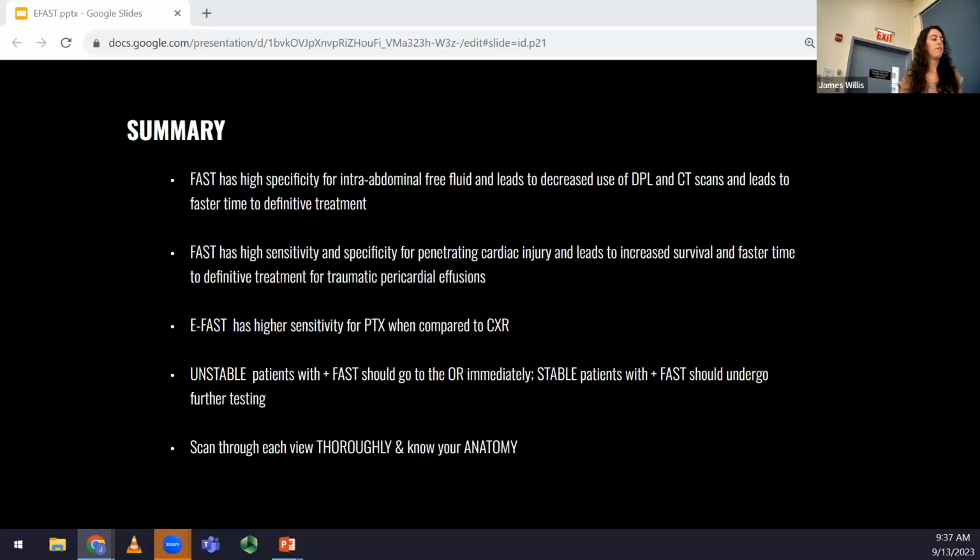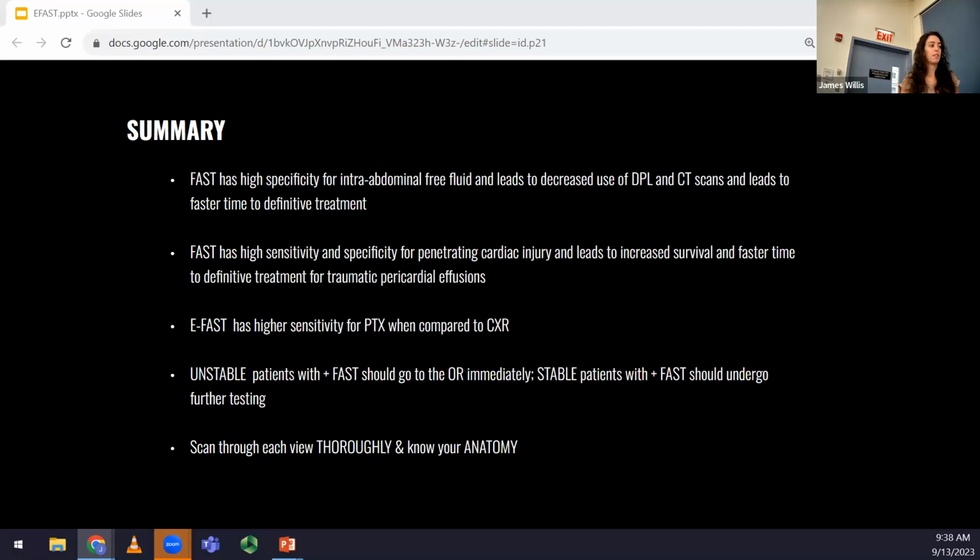So summary, the FAST exam has high specificity for intra-abdominal free fluid, leads to decreased use of DPL, CT scans, and faster time to definitive treatment. It is a rule-in test, not a rule-out test. FAST has high sensitivity and specificity for penetrating cardiac injury and leads to increased survival and faster time to definitive treatment for traumatic pericardial effusions. And EFAST has higher sensitivity for pneumothorax when compared to supine chest X-ray, assuming you're using appropriate positioning in your POCUS.